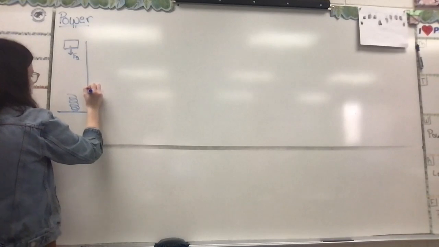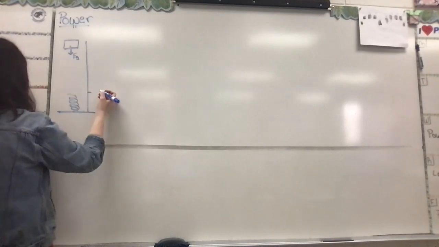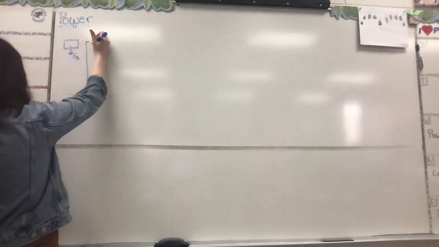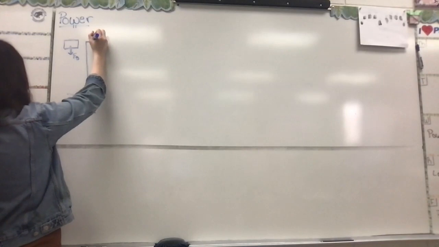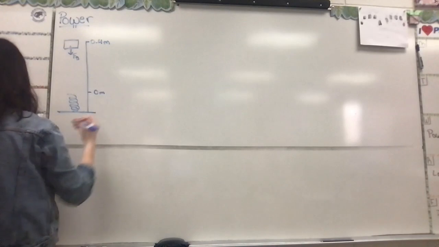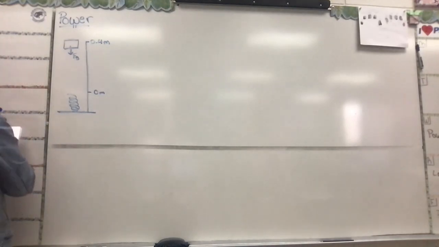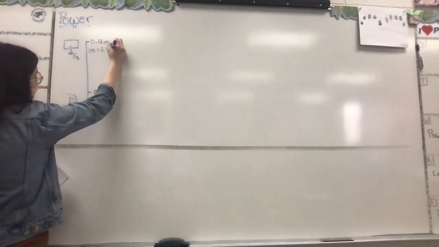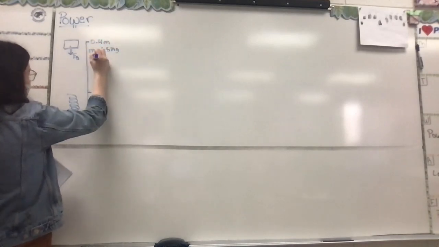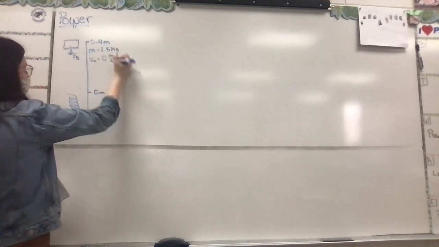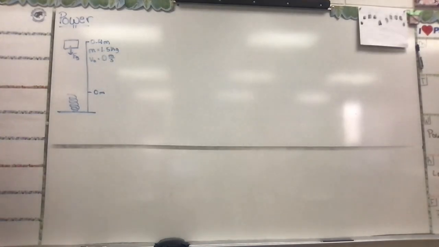So, we consider the top of the spring to be our zero position. And this brick is 40 centimeters above that. So it's at 0.4 meters above our zero position of this spring, okay? We said that we know the mass of the brick is 1.5 kilograms. What do you think its starting velocity is? Zero. Okay, so this is sort of like our before.